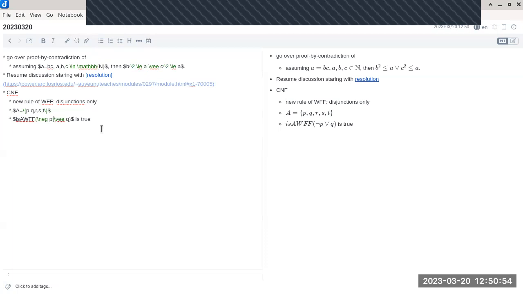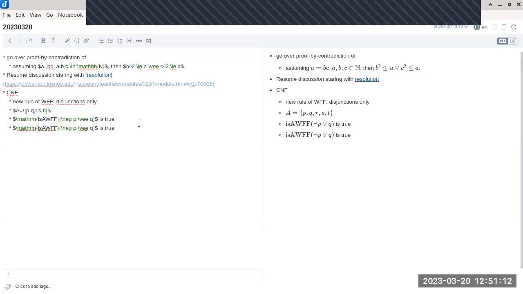And to be consistent with the notation, "is a WFF" should not be italic. So let me just fix that first. Just fixing the font. It's not important, but it is good to be consistent like that. Okay, so this one is done, and we'll take a look at another example.